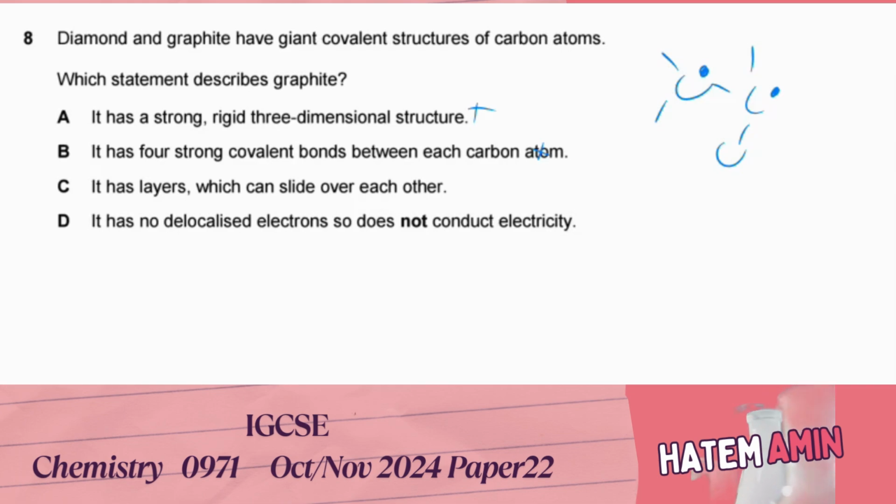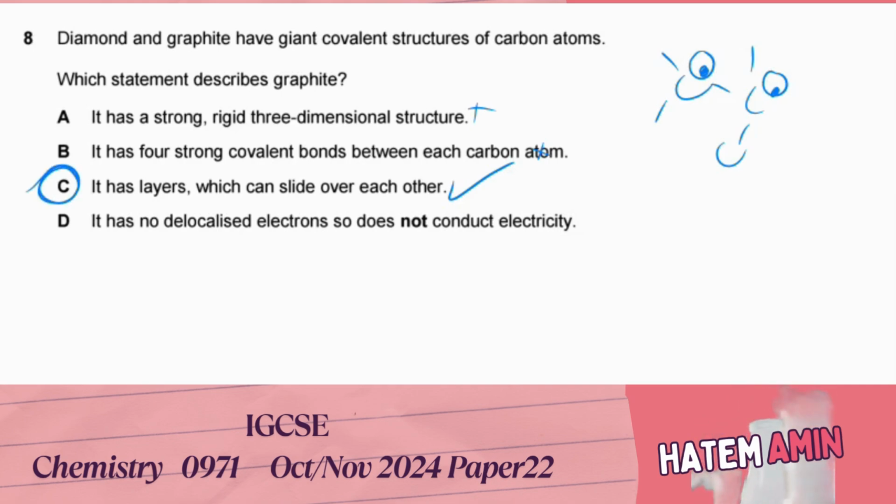It has layers which can slide over each other. Yes, that one is correct. It has layers. They are not completely connected with each other, so each layer is separated from the other one. It has no delocalized electrons. No, it has delocalized electrons, so the correct answer here is C.